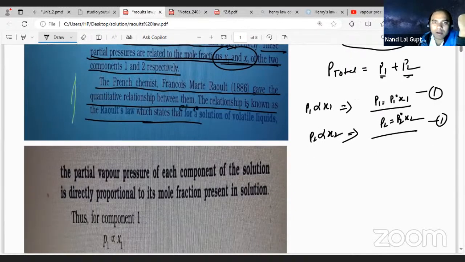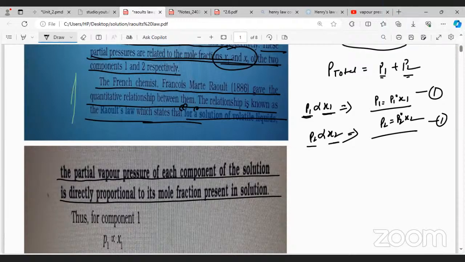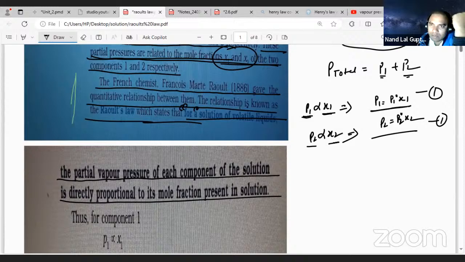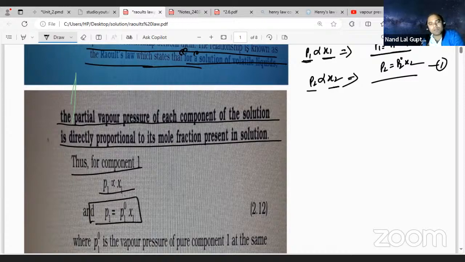For a solution of volatile liquids, the partial vapor pressure of each component of the solution is directly proportional to its mole fraction in the solution. The partial pressure of each component is proportional to its mole fraction, whether solvent or solute. Getting this? Now, if you remove the proportionality sign, it will come P1 is equal to P1 not x1, P2 is equal to P2 not x2. Thus, for component 1, P1 is proportional to x1, P1 is equal to P1 not x1.